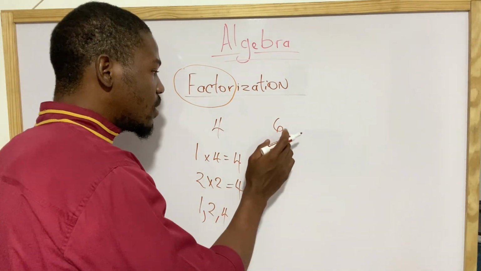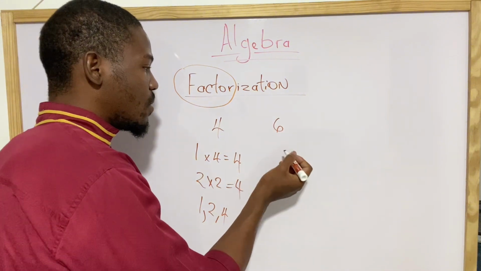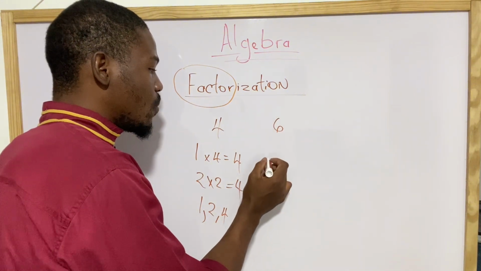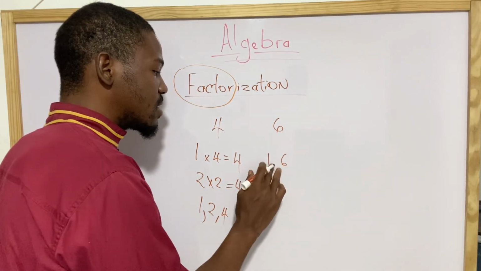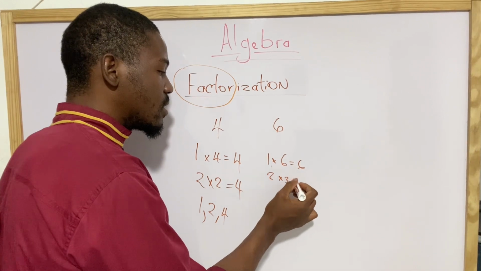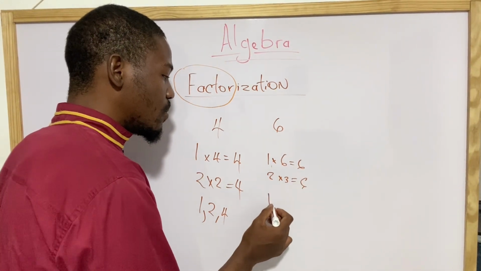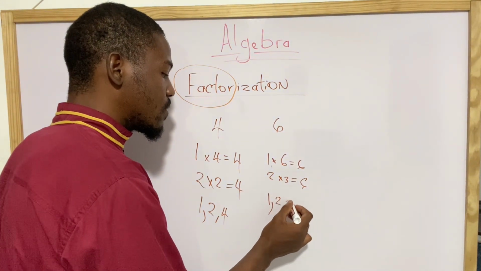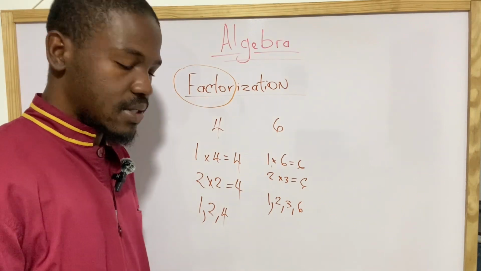So look here now, we have 6 again. So let us look at 6. What are my factors of 6? What can be multiplied to give me 6? We know that 1 times 6 is 6. 2 times 3 is also 6. So my factors of 6 would be 1, 2, 3, and 6. So those are the factors of 6.